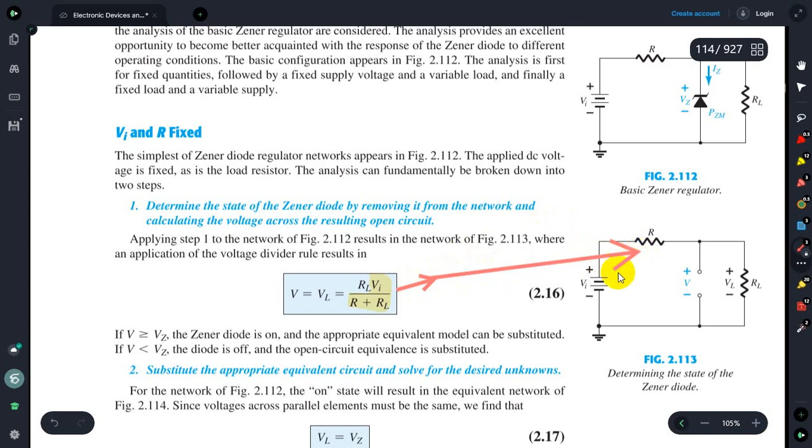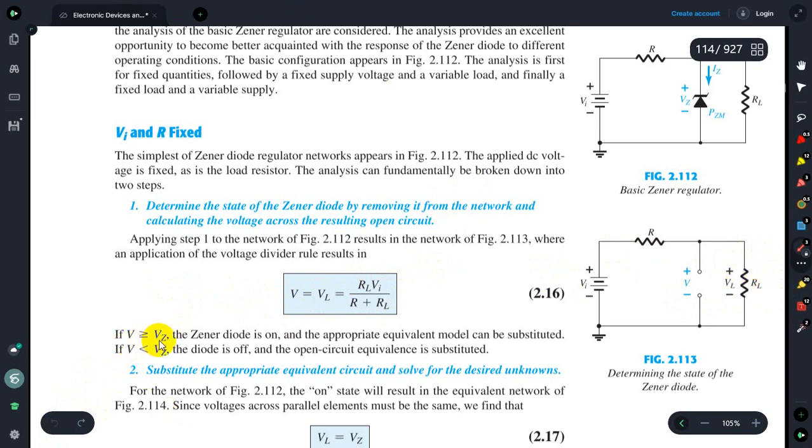So this current I multiplied by the load resistance RL is the voltage drop. V equal to IR, the simple way. So we can correct this: the R and the total current give the voltage across the load.